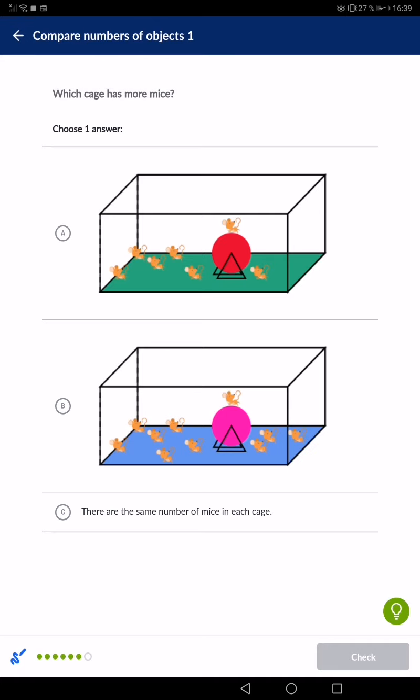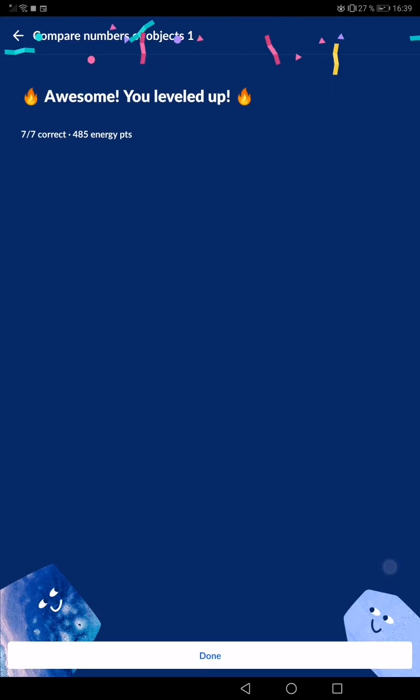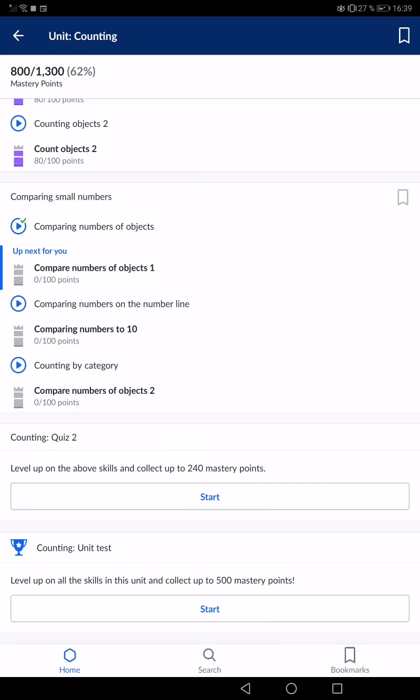Which cage has more mice? Well, let's try to solve a position. Well, this one is here, this one is here, this one is here, this one is here, this one is here, this is not here. So it's one more for here, this one has more mice. Because we compared the positions. And we cannot find them there.